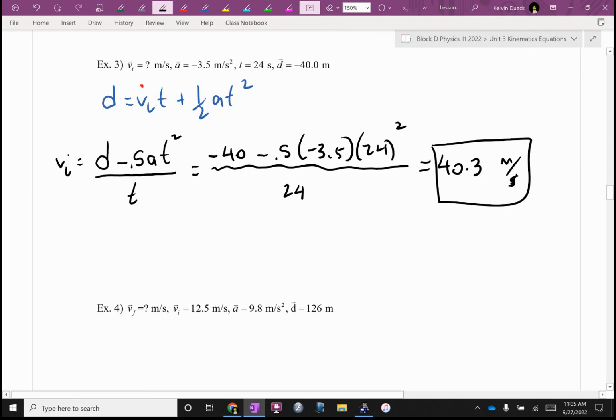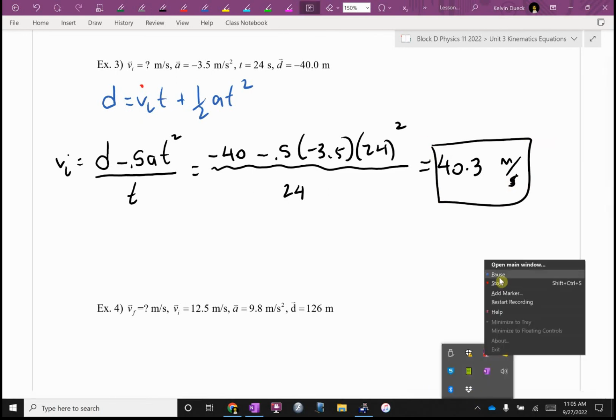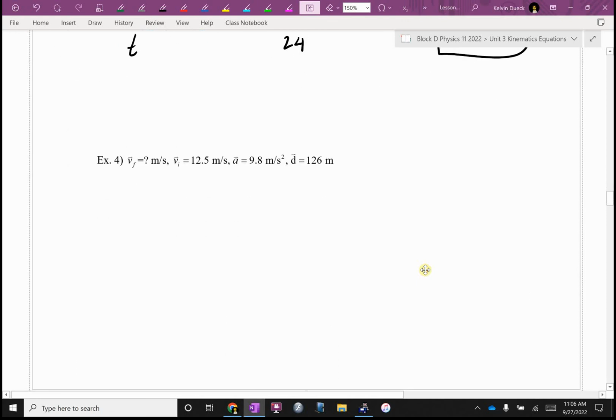My S's get messy. Example 4. Josh, what are they asking me to find? Yeah. And it looks like they gave me VI and A and D. Which equation?